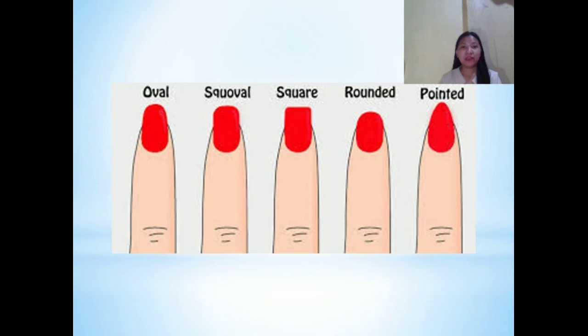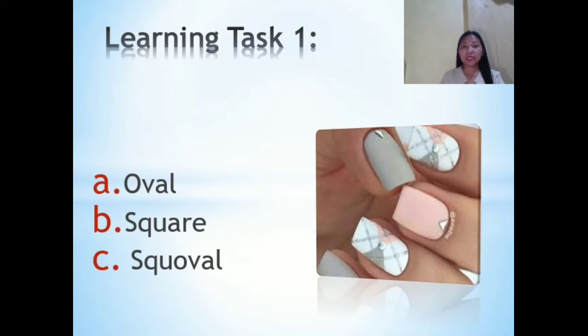So again, the 5 basic nail shapes are oval, rounded, stiletto or pointed, scoval, and square. Now look at the picture so that you will be familiarized with them. Which of them is the shape of your nail? Is it oval, scoval, square, rounded, or pointed? Now let's see if you can identify the 5 basic nail shapes.